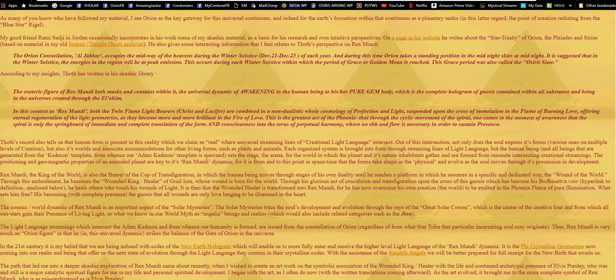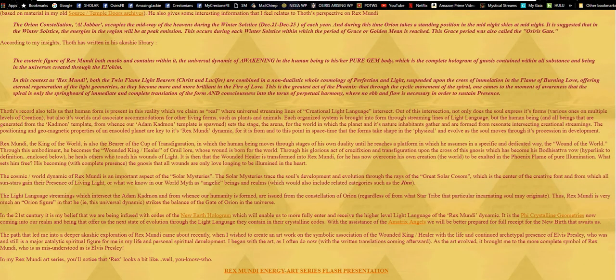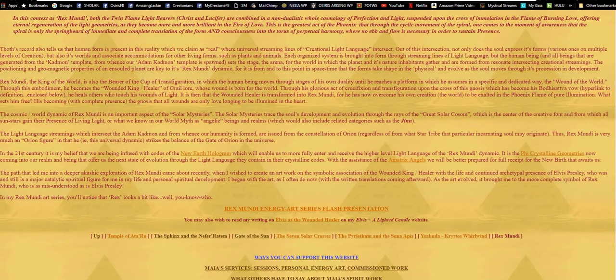The light language streamings which intersect the Adam Kadmon, and from whence our humanity is formed, are issued from the constellation of Orion. I would say now the Orion Nebula, but I wasn't getting so close into it in those days. It wasn't that long ago, but it was some years ago that I wrote this. Regardless of from what star tribe that particular incarnating soul may originate. Thus, Rex Mundi is very much an Orion figure in that he, i.e., this universal dynamic, strikes the balance of the gate of Orion in the universe.